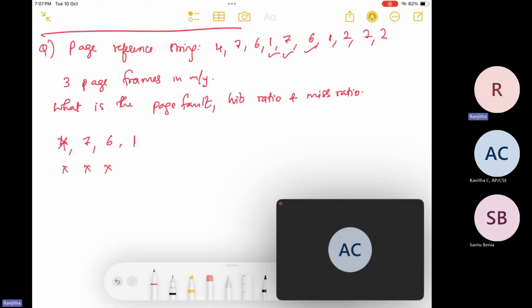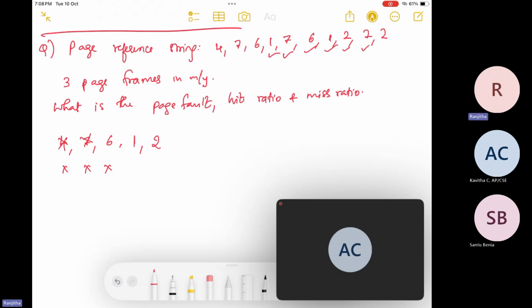6 is also a hit. The 6 is already present. Now when 1 is referred, 1 is also a hit. 1 is also present. Now when 2 is referenced, 2 is not present in the memory. So it will be a page fault followed by a replacement. So we'll bring in 2. We remove 7, bring in 2.